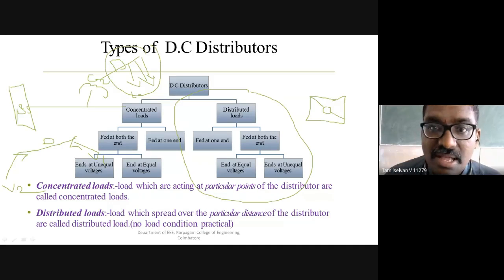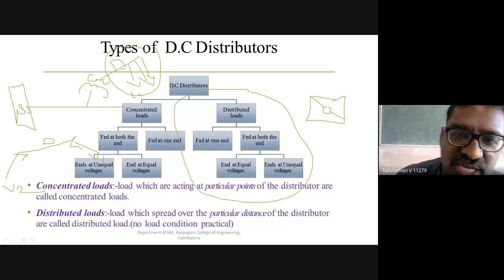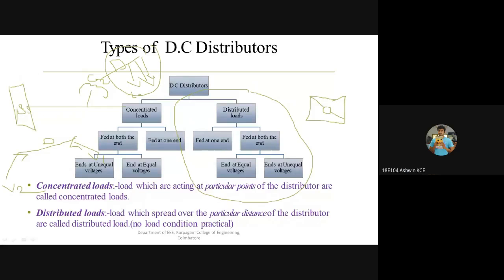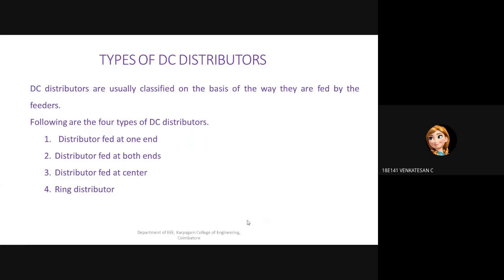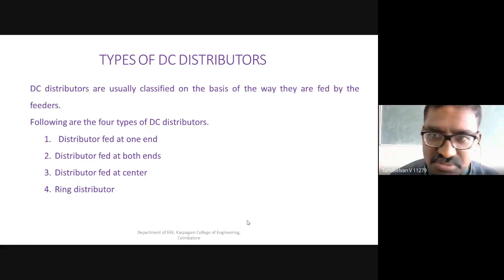So state Ohm's law. Sorry, Kirchhoff's current law. The current flowing through the circuit. Sir, sum of entering current equal to sum of leaving current, sir. Yes, very good.